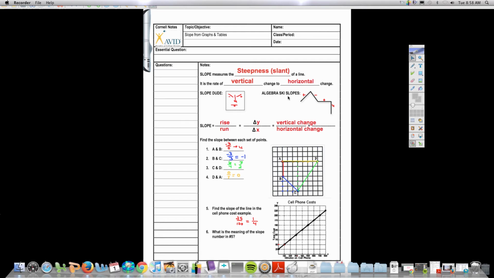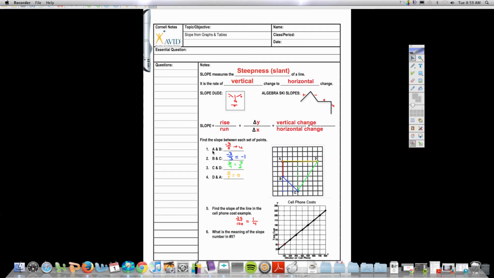And you can see the Algebra Ski Slope, like slope dude we talked about: positive, nice negative, zero, and undefined. Good stuff right there. Slope, rise over run. Change, the triangles again. That's just change. The change of y, so that's the change up and down. The change of x, that's the change side to side. And in words, it's vertical change and horizontal change.